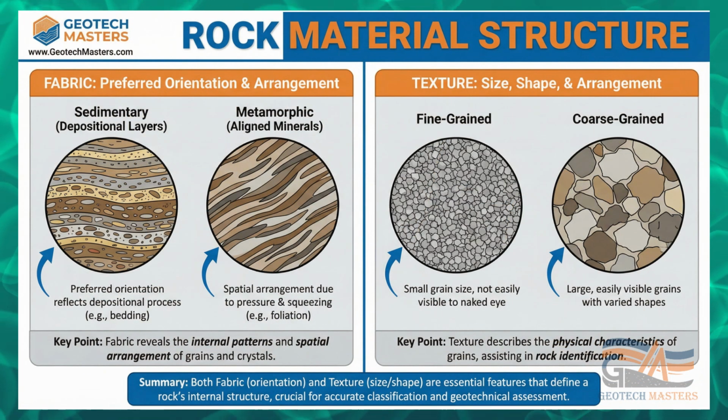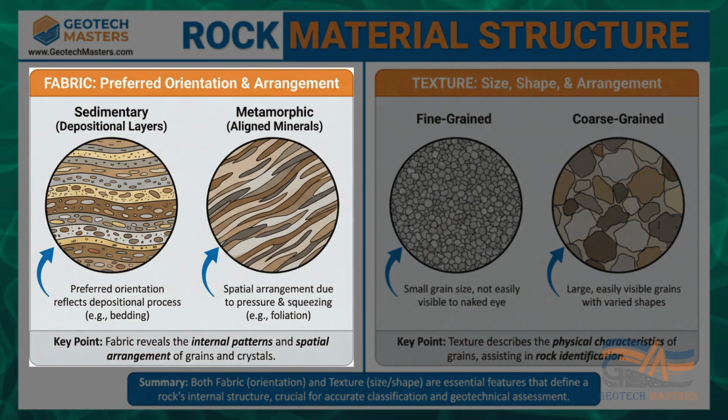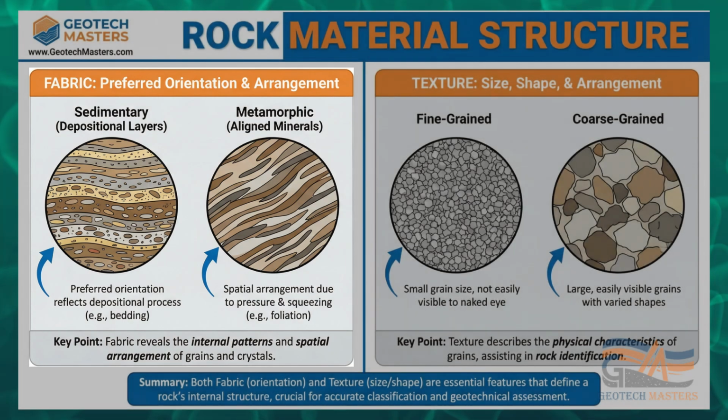The standard also defines terms regarding the internal structure of the rock material. We look at fabric and texture. Fabric refers to the preferred orientation or spatial arrangement of the grains and crystals. For example, in sedimentary rocks, the fabric might show the layers where the sediment was deposited. In metamorphic rocks, it might show how the minerals were squeezed and aligned.